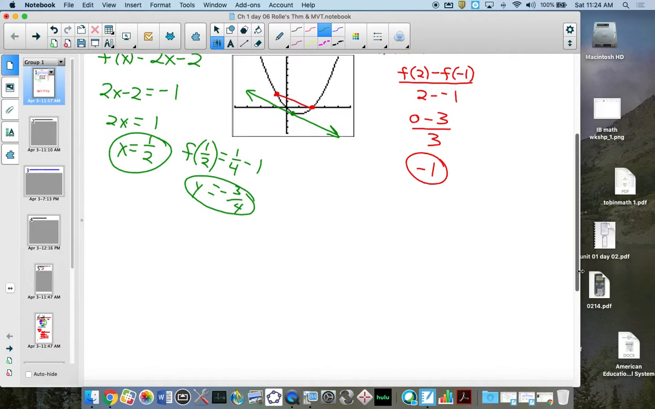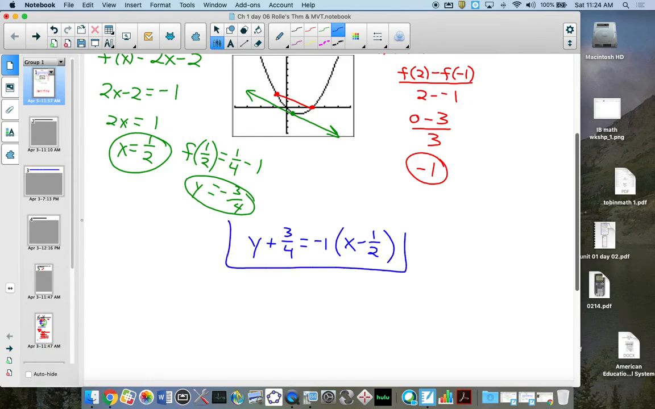So now we can write the equation of the tangent line for our final answer. That's going to be y minus -3/4, so y plus 3/4 equals our slope, -1, times x minus 1/2. If you want to put that in a different form, great. No need though. There we go.